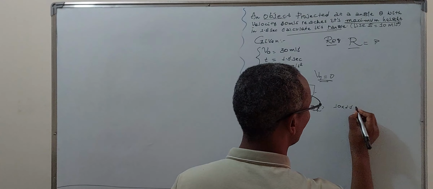To calculate sine theta, we can divide both sides by V naught, which is equal to 30. Let me rearrange this as well. 30 sine theta is equal to 15 meters per second. So sine theta is equal to 15 meters per second over 30 meters per second. So sine theta is equal to 0.5.